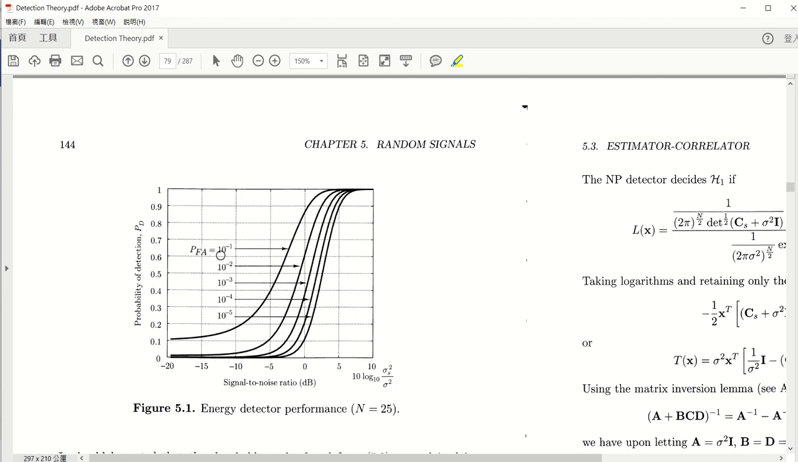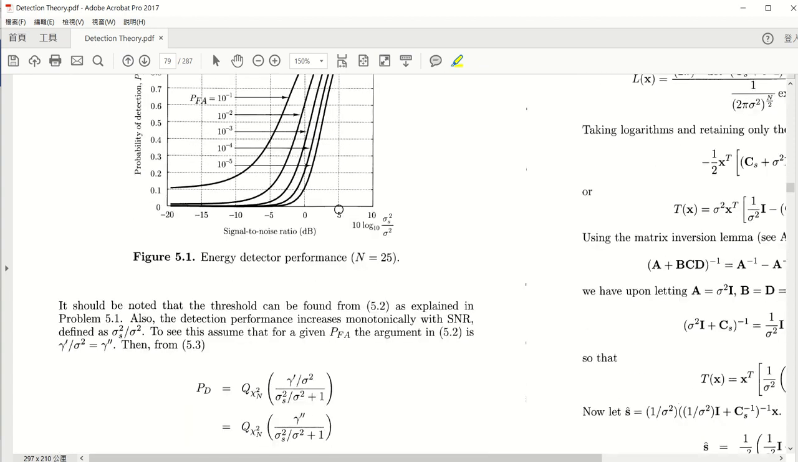So for example, PFA is 10 to the minus 1, and you get this plot. With PFA equal to this, you get a plot that is lower, so you get PD to be lower. The whole thing seems to be reasonable, right? When you have better PFA, you sacrifice a little bit on PD. It's a trade-off.